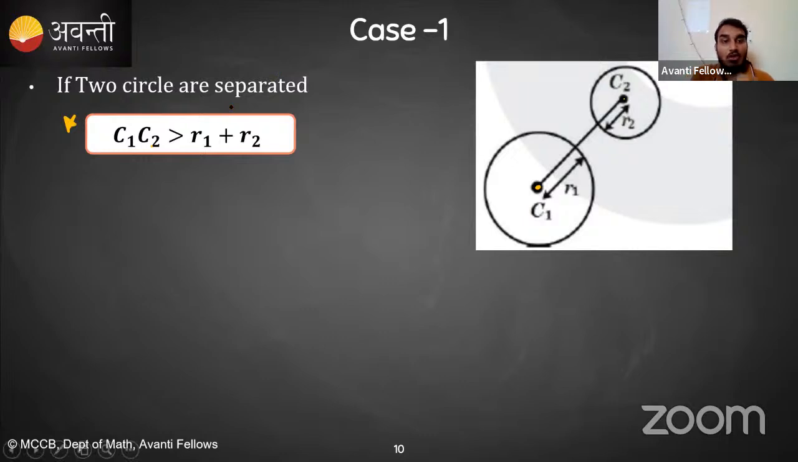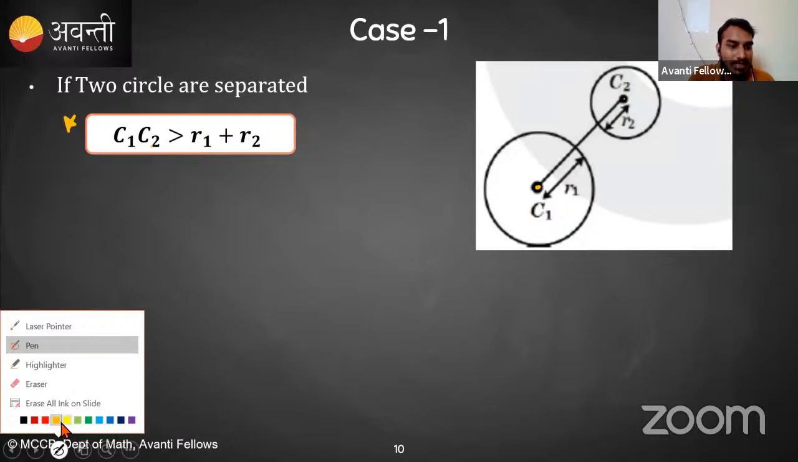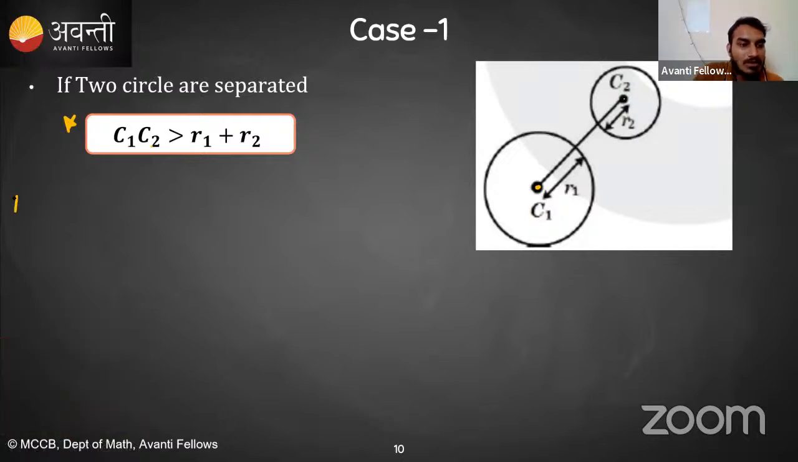If the question asks you to find whether the two circles are separated, or touching each other externally or internally, or intersecting each other, or one circle is within another circle, how are you going to check? These cases I'm going to tell you. The first case is if two circles are separated, meaning there is no point of intersection between the circles and the two circles are away from each other. So C1 C2, the distance between the two centers, is greater than R1 plus R2. Clear everyone? If it is clear, now tell me everyone in the chat box the number of common tangents.